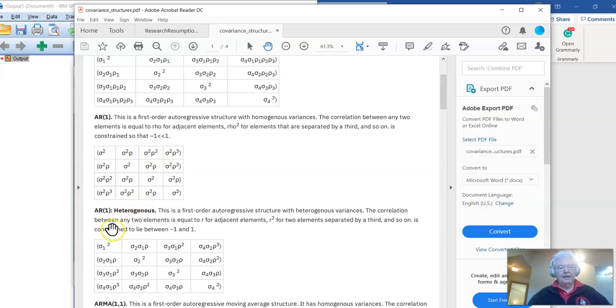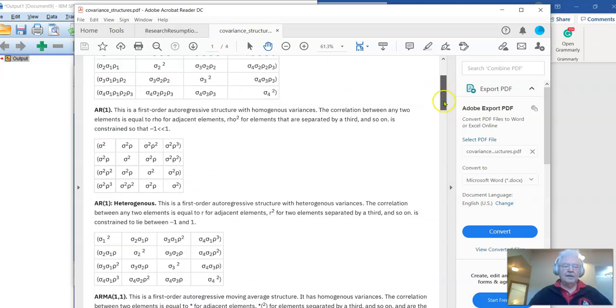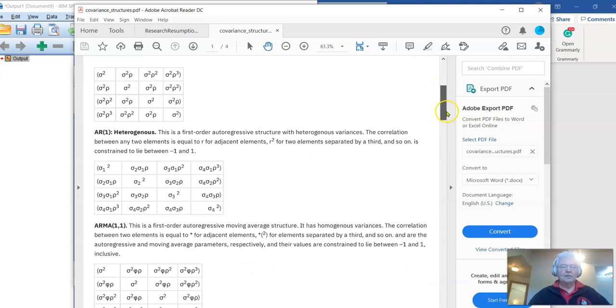And then you can have AR1 heterogeneous, where the variances are different for each time point. Here they're the same, here they're different. And that's all we're going to mess with.